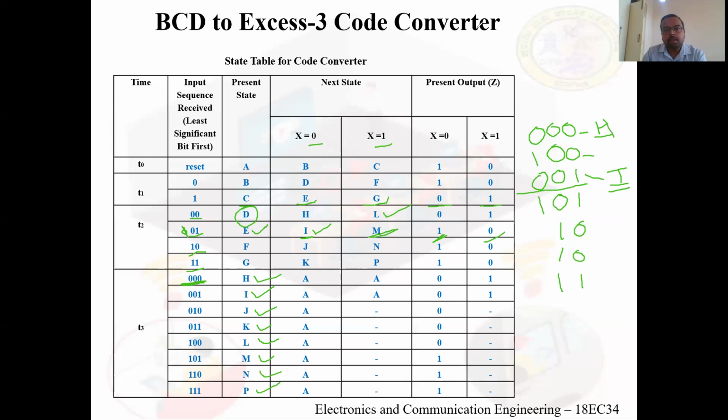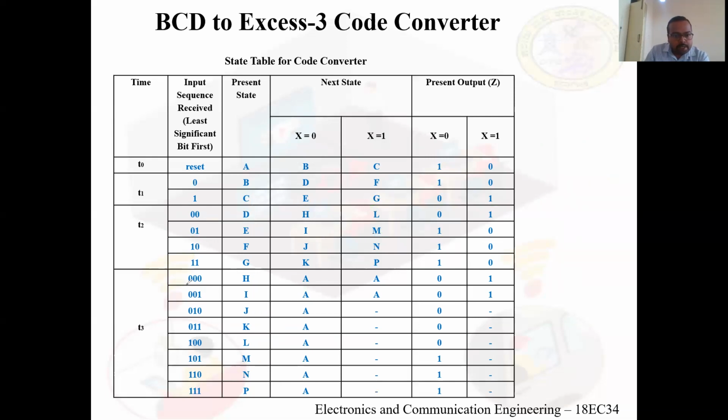Now, how do you write for this one? When the state is 0, 0 and the input received is 0, that would be 0, 0, 0. Now, when the input is 1, it is 1, 0, 0, 0. Now, what do we have for this one? As I said, all 4 inputs are received. Which state will it go to now? It will go to the reset state. Which is the reset state? It is the A state. When X is 1, it will also go to the A state.